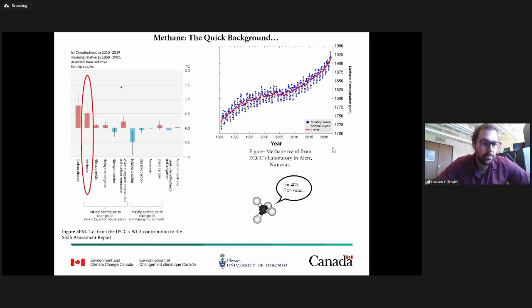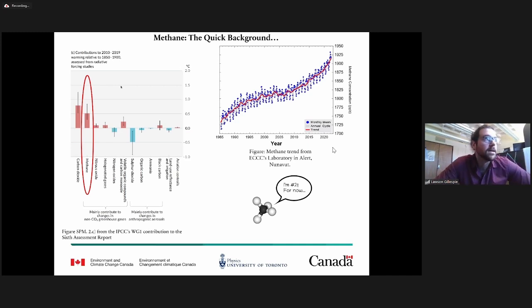Methane, if you're not aware, is the second largest contributor to anthropogenic global warming. And it has been increasing monotonically in the atmosphere since we started taking these high precision fiducial background measurements. So we've got in the top right corner here the trend from the ALERT laboratory in Nunavut. And we can see the alarming increase in methane, especially since the year 2010.